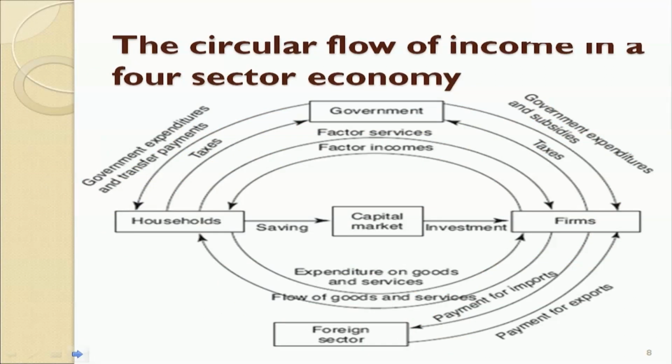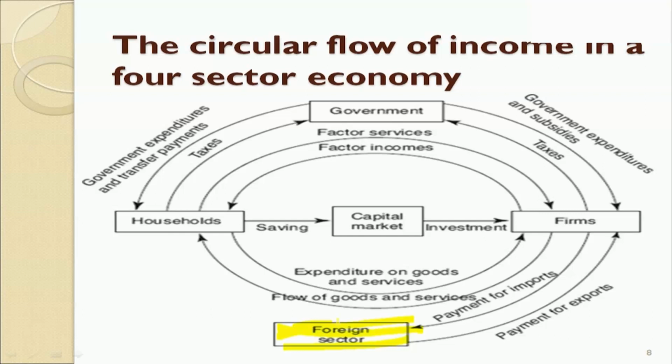The next one, circular flow of income in a 4-sector economy. In the 4-sector economy, we also include the foreign sector. In the foreign sector, we have exports and imports taken here, but the rest of the things are common. Take for example the household making purchases of goods and services, the flow of goods and services from the firms to the household, the factor services and factor income, and the government taxes and transfer payments, where the firms pay taxes and subsidies are provided.